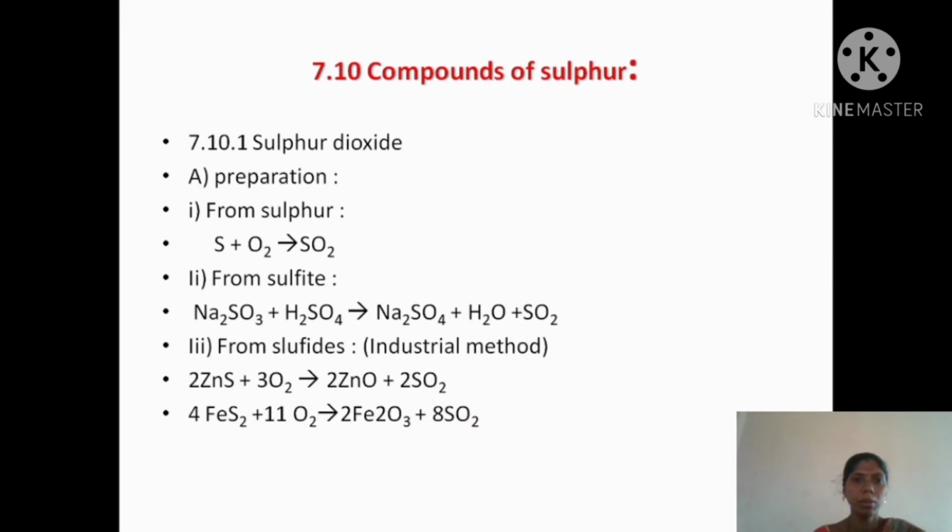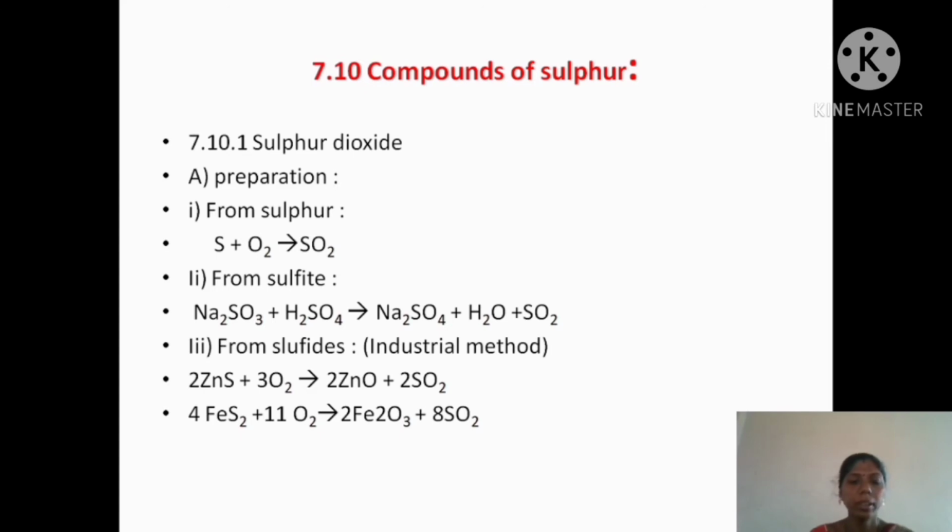The compounds of sulfur, 7.10. Sulfur dioxide, main formula SO2. For preparation, sulfur dioxide is prepared from sulfur by an oxidation reaction, sulfur plus O2 gives sulfur dioxide. The second method is from sulfite: Na2SO3 plus H2SO4 forms sulfur dioxide gas, H2O and Na2SO4, sodium sulfate.